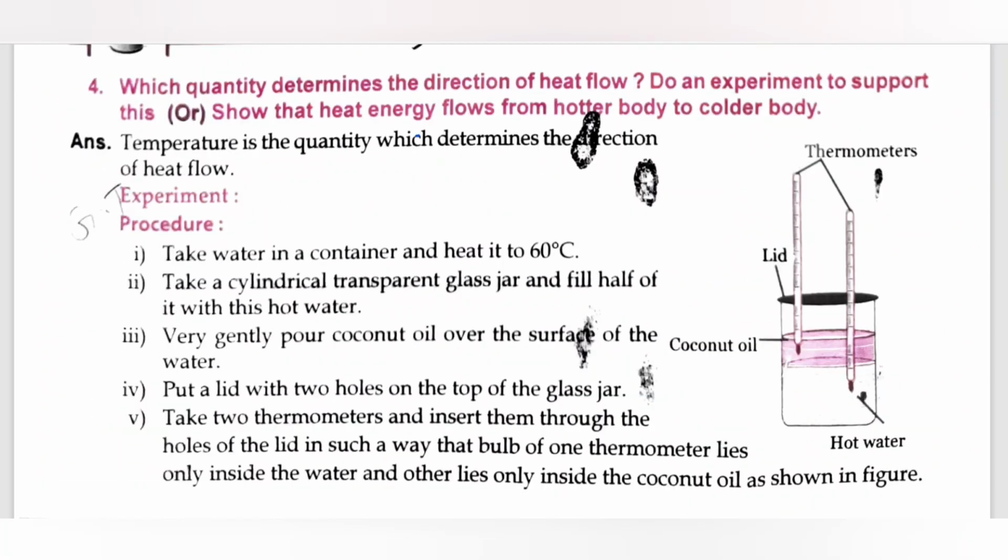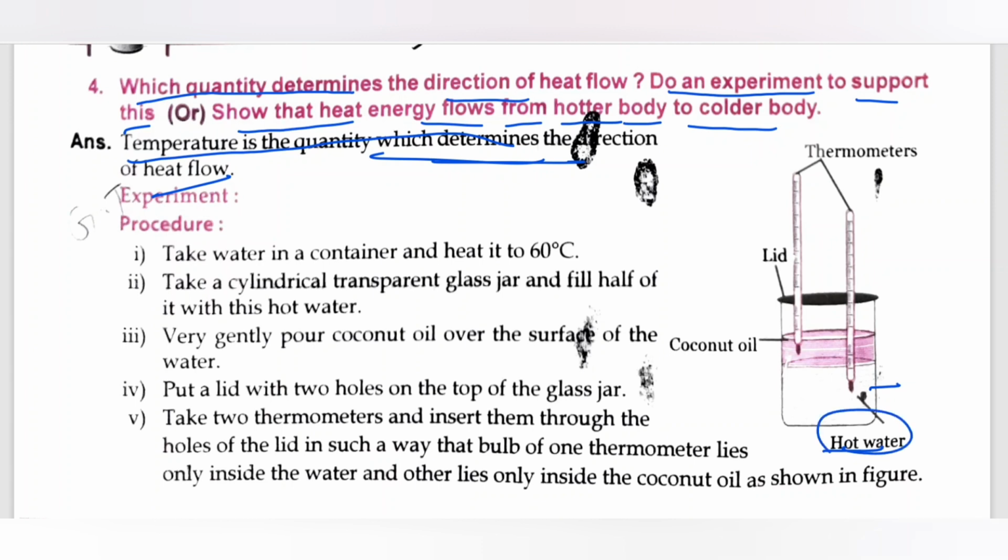Activity 4. Which quantity determines the direction of heat flow? Do an experiment to support this statement, or show that heat energy flows from hotter body to colder body. Here we are going to prove that temperature is the quantity which determines the direction of heat flow. For this we need water. This is hot water and this is coconut oil. Take water in a container and heat it to 60 degrees Celsius.